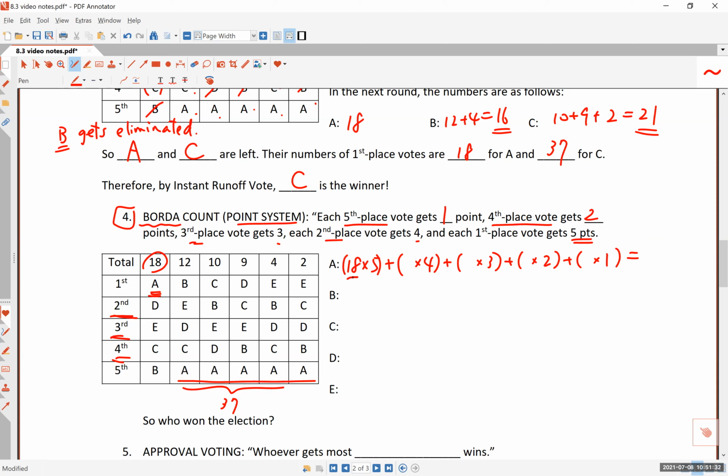See, this is the number of first place votes. This is the number of 2nd place votes. This is the number of 3rd place votes. This is the number of 4th place votes, and this is the number of 5th place votes, right? Because by doing this, we are going to get the total number of points A will get. And in fact, I'm going to set this up for all other candidates while I know what I am doing, okay?